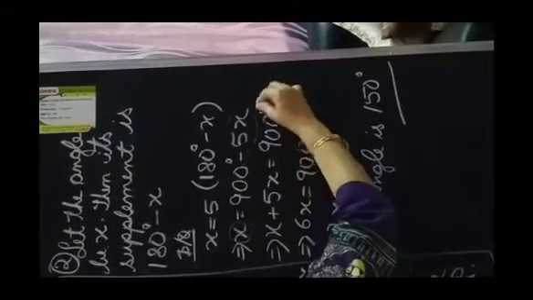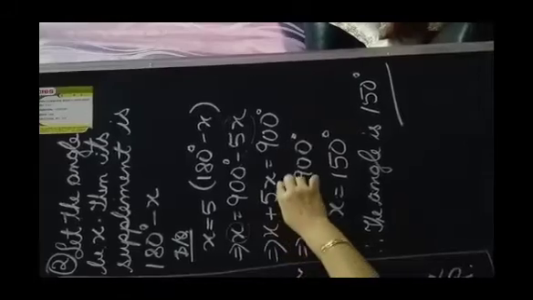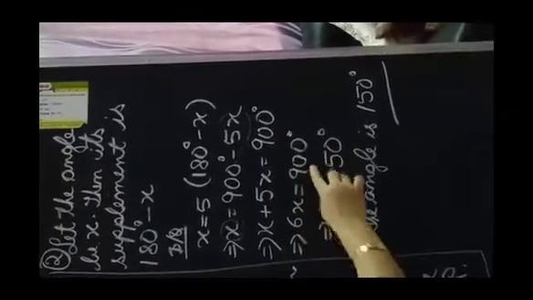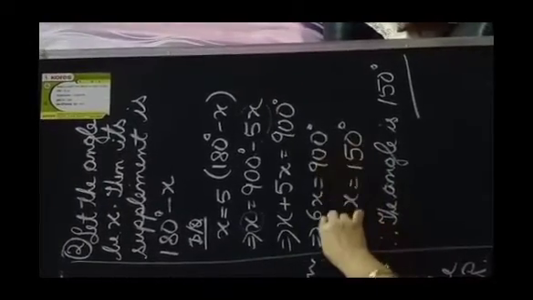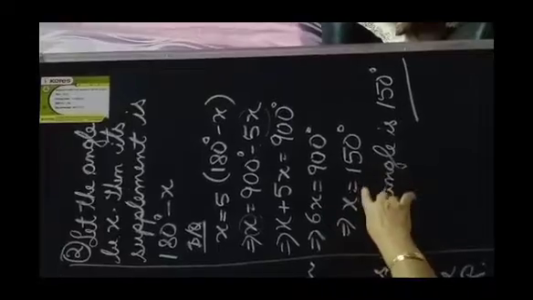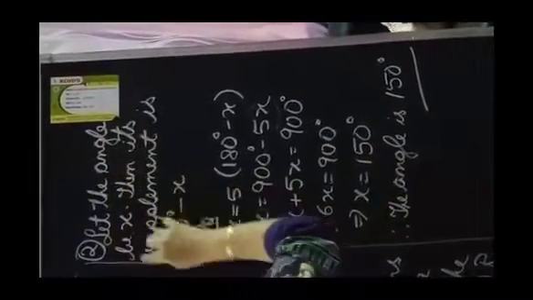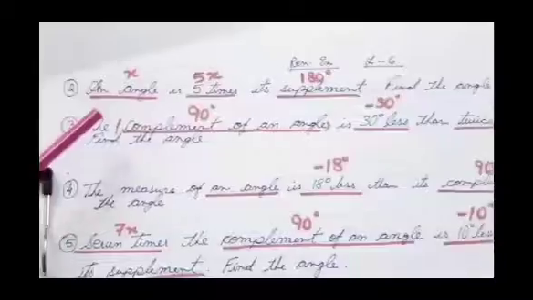I will keep 900 on the right hand side itself. Now x plus 5x is equal to 6x. This 900 is there already. Now what will be the value of x? This 900 will be divided by 6. So it will be 150 degrees. So what is the angle? The value of the angle is 150 degrees.